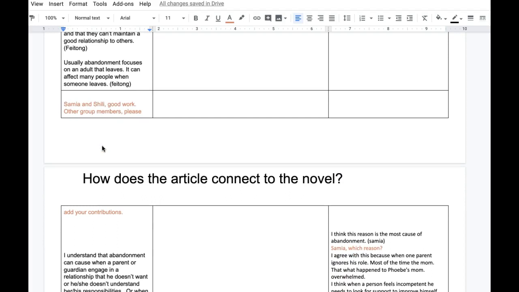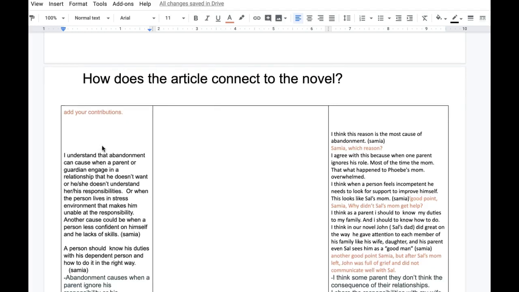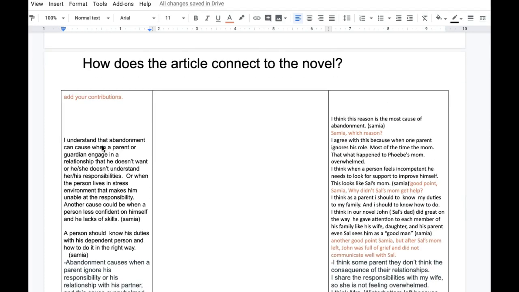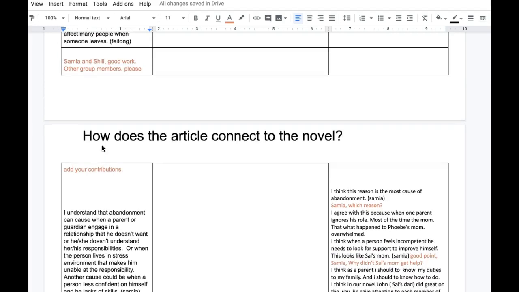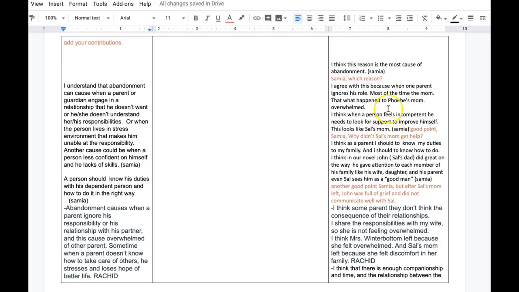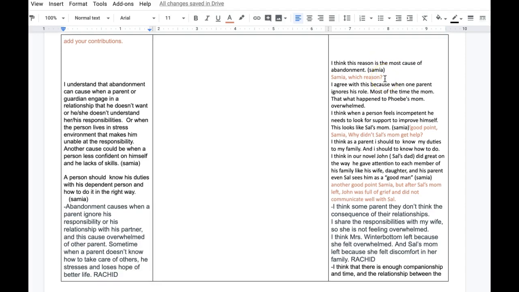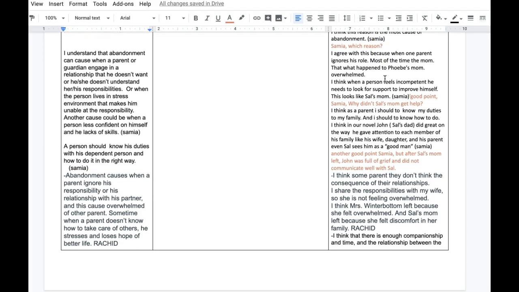All right, and then the next group, this is the Samia group, and look, it looks really good here. Samia and Shili did information here. Rashid, I see, has been on. Okay, and then I made comments here. So Samia said, I think this reason is the most cause of abandonment. And of course, I just left a question, which reason? So sometimes I'll tell you clarifying.